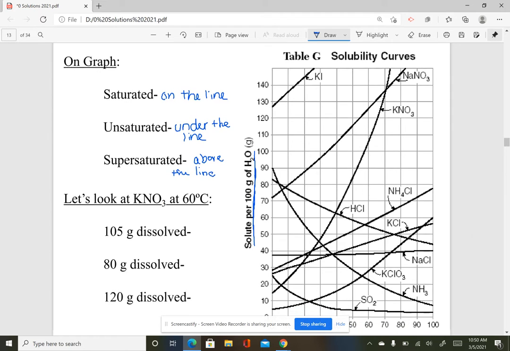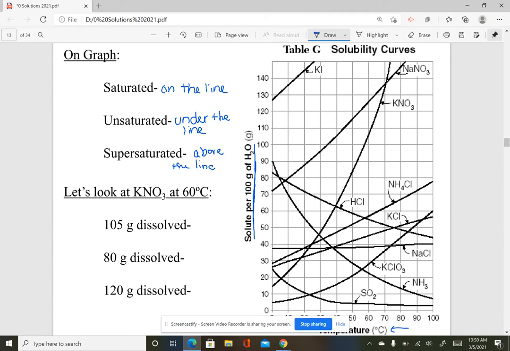So let's look at this example. This example is talking about KNO3. So you need to look on table G and you need to find the line that represents KNO3. So that's this big curve right here. You also need to pay attention to the temperature. So this is talking about 60 degrees Celsius. So we want to find 60 degrees Celsius, right?